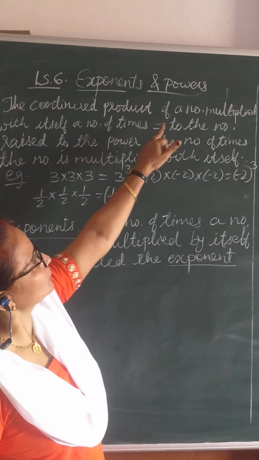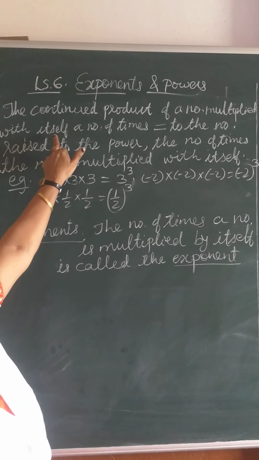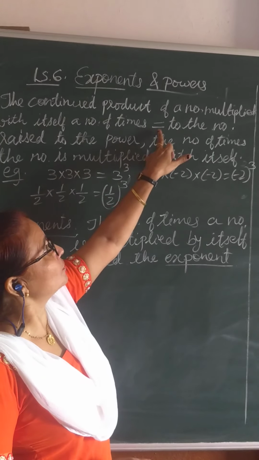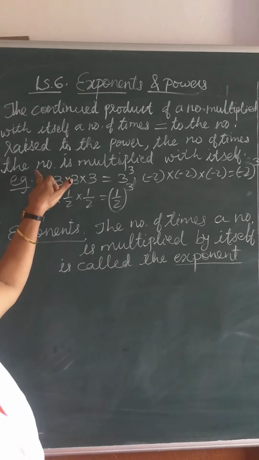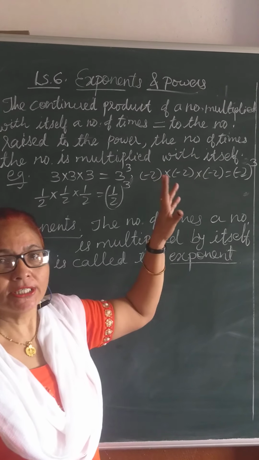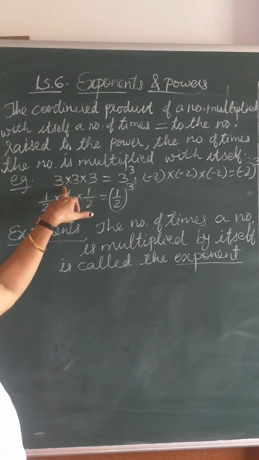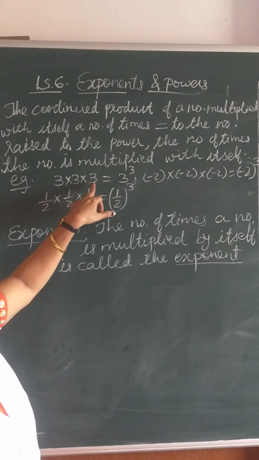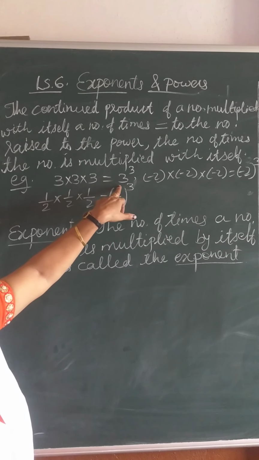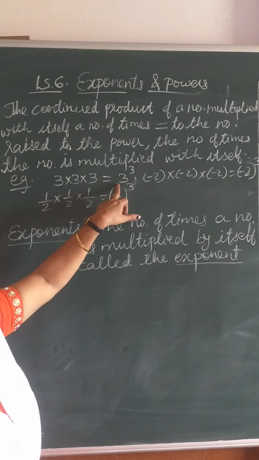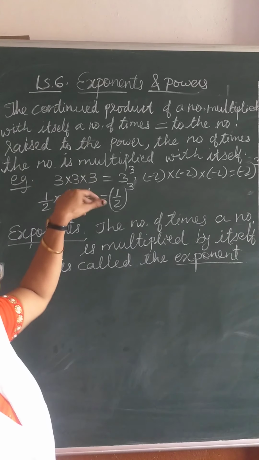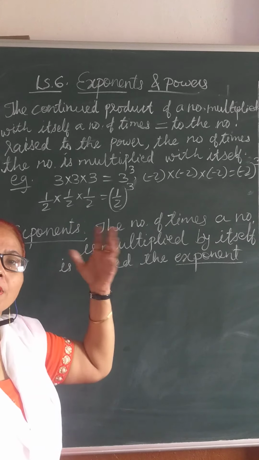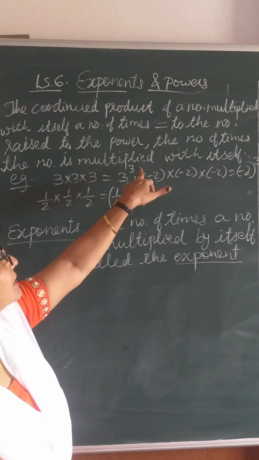The continued product of a number multiplied with itself a number of times is equal to the number raised to the power the number of times the number is multiplied with itself. What does it mean? It means if we multiply a number continuously, as you can see in some examples I have written, 3 into 3 into 3, then it is equal to what? Whatever number we have taken, that number you have to take, and it is raised to the power the number of times the number is multiplied with itself. मतलब वो नंबर अपने आप से कितनी बार मल्टीप्लाई हुआ है, that will be its power.